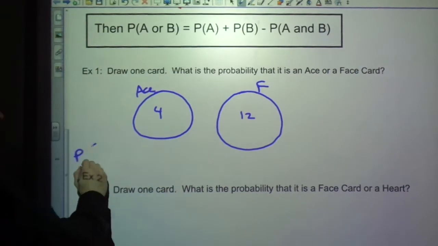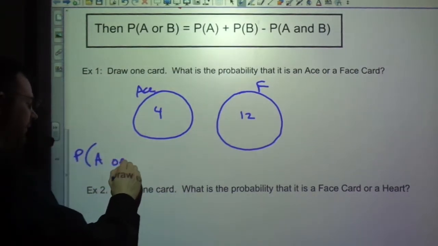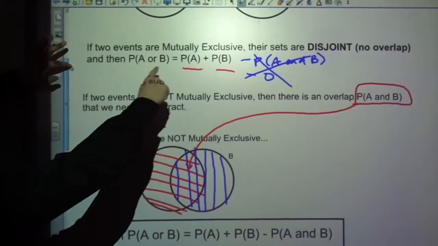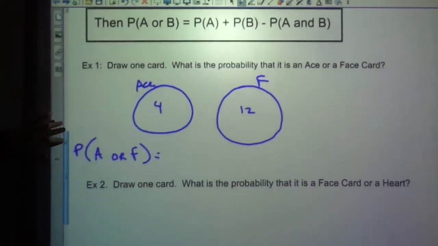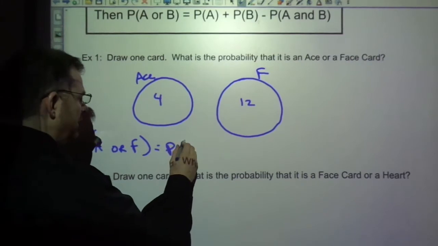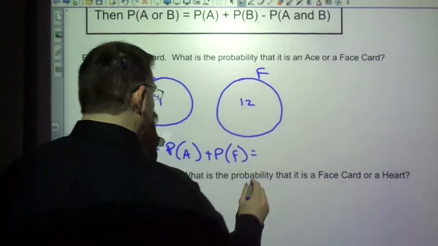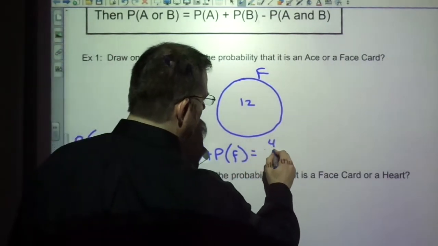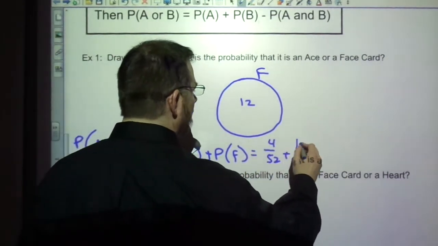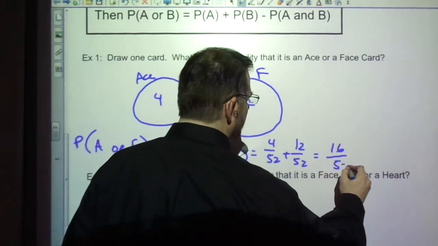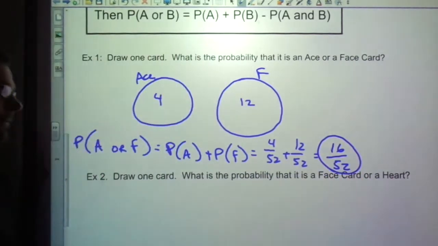So the probability of being an ace or a face card, we can go up here to the first formula. Nothing that we need to subtract, there's no overlap. So we could just take probability of ace plus probability of face card. So that's going to be 4 out of the 52 cards, plus 12 out of the 52 cards. Add them together, 16 out of 52. I'm not going to worry about reducing right now.